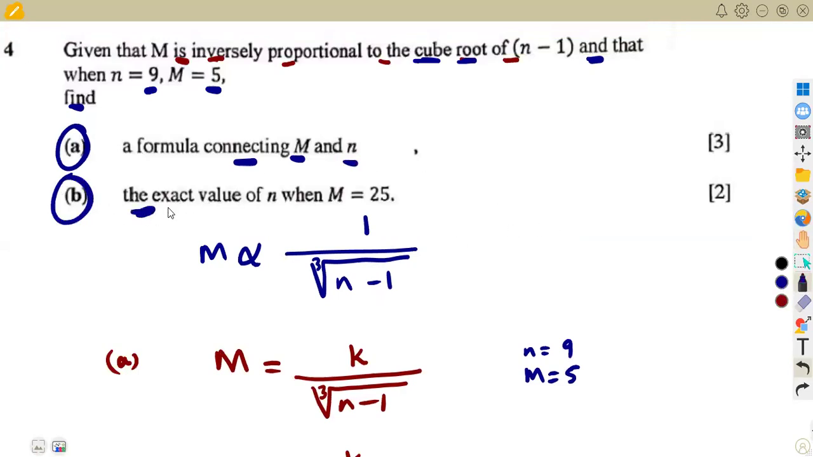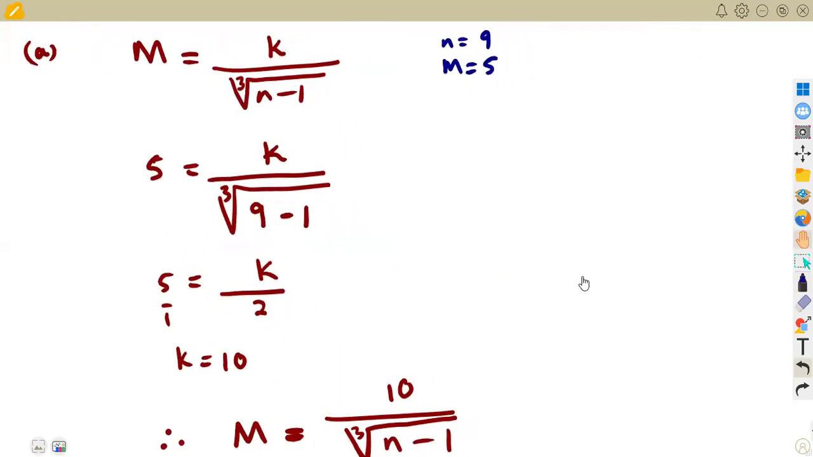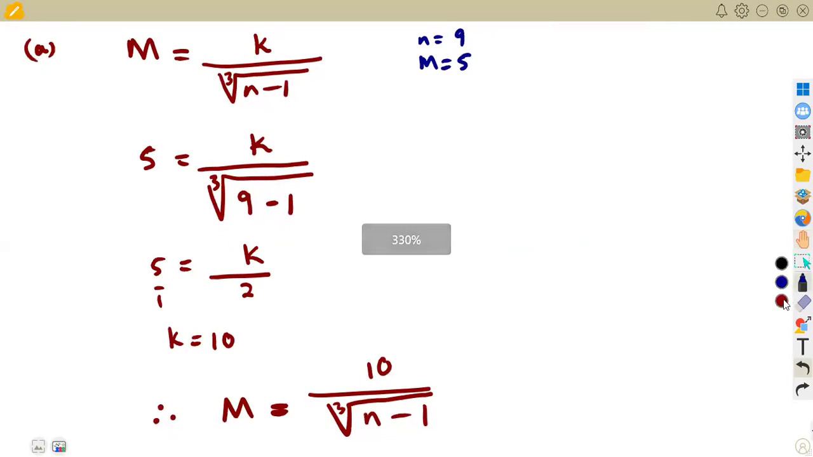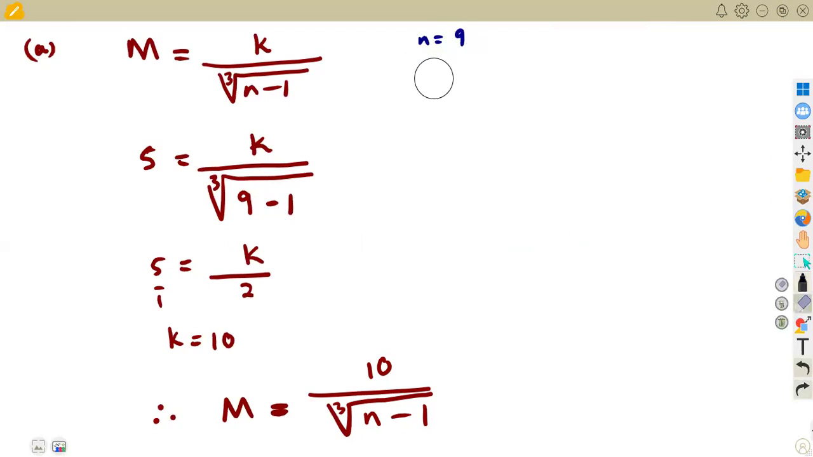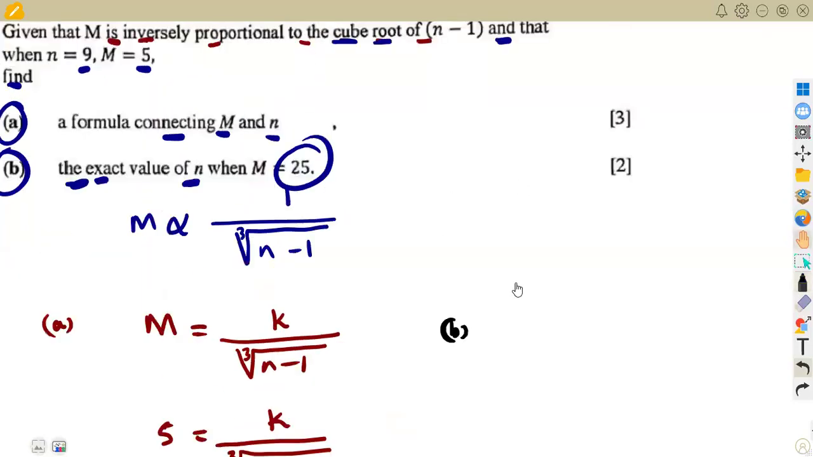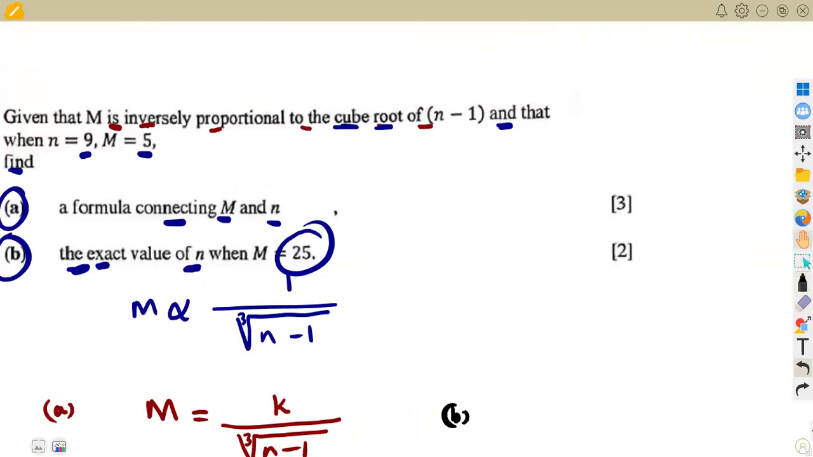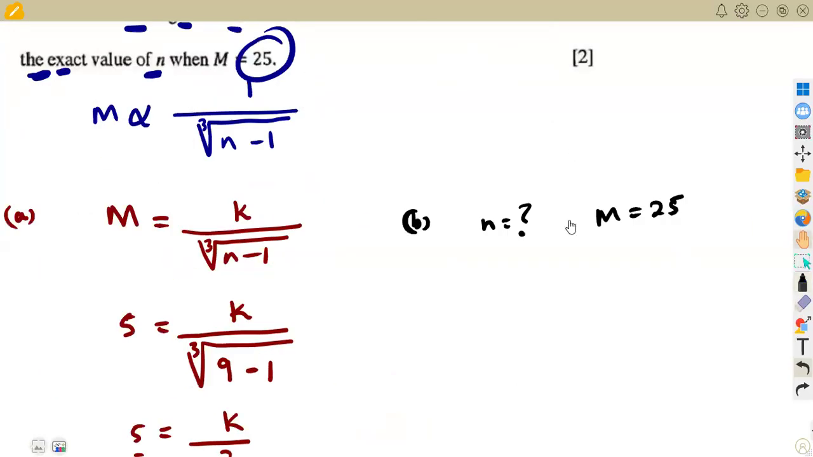Then find the exact value of n if m is 25. So it's just a substitution, a continuation from where we are at this stage. The earlier information is no longer working; it just helped us to find the value of k. So it's another statement on its own. In this case, we are asked to find the exact value of n, given that m at that moment is equal to 25. So what is going to be the value of n?